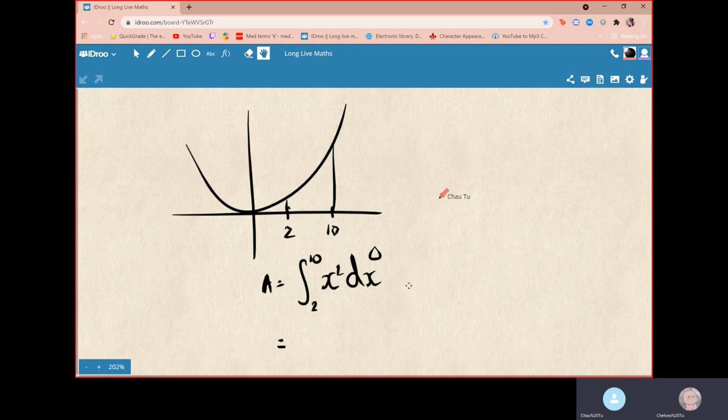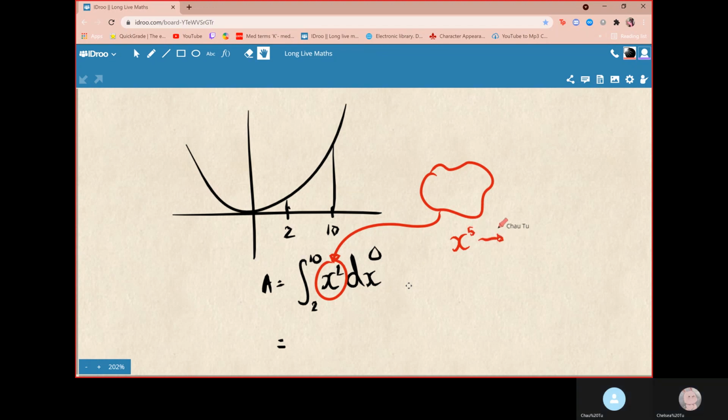You don't know. Okay. There is something in such a way that when you differentiate it, it gives you x squared. 1 over 2x. No. I changed my mind. Try and differentiate x to the power of 5. What does that give you? 5x to the power of 4.